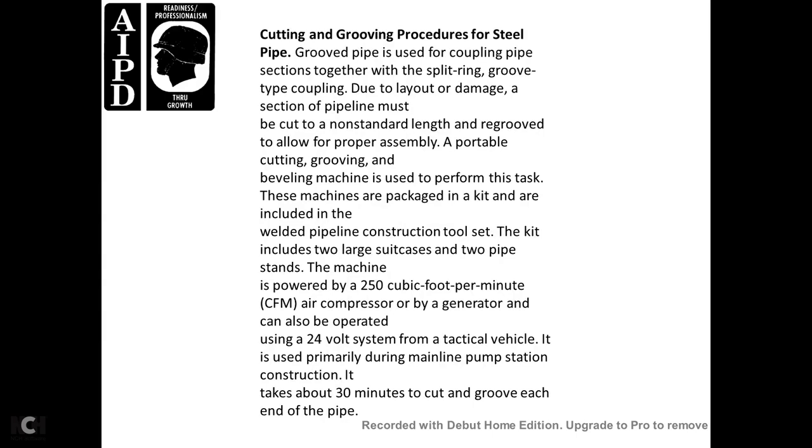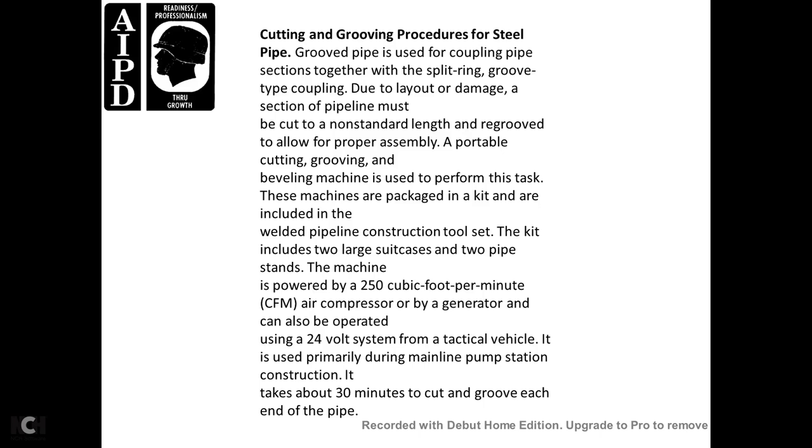Cutting and grooving procedure with the steel pipe. The grooved pipe is used with the coupling. The sections are held together with the split ring with the groove tap of the coupling. The damaged section of the pipeline must be cut on a standard length of the pre-groove to allow proper assembly. A portable cutting and grooving machine is used to perform the task.